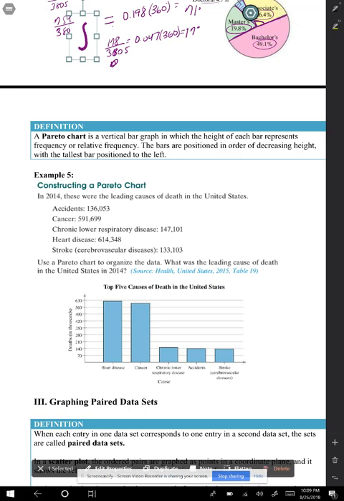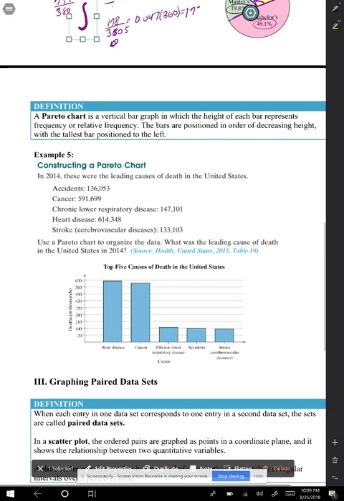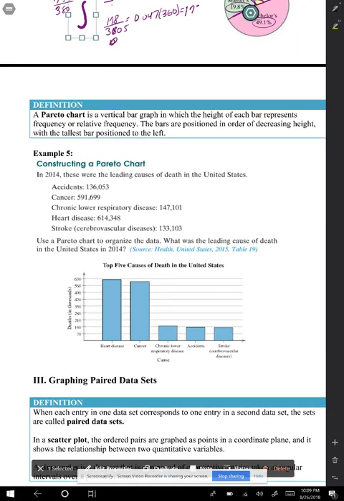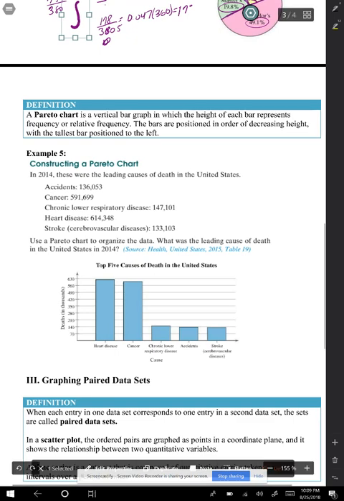Okay, the next one we're looking at is called a Pareto chart, and this is a vertical bar graph, and the bars represent frequency or relative frequency, just like the histogram. But what you're going to notice here is the bars don't touch each other, and they position it so that the highest frequency occurs first, and then the bars get shorter. So you always do it to where it's in decreasing height.